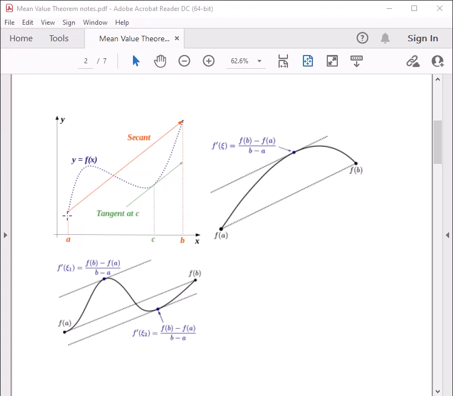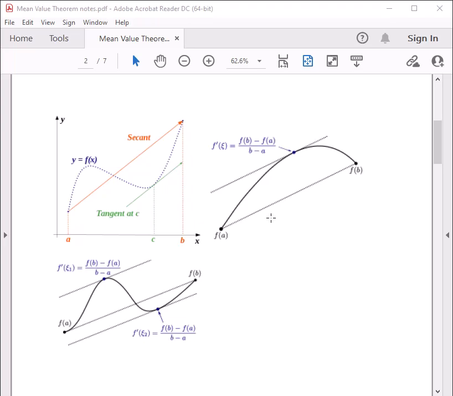Then there is a line connecting the endpoints a, f of a, this point, and then this other endpoint b, f of b. So that line connects these 2 points. These lines connecting 2 points are also called secant lines. But if there is just one line passing through 1 point, that's called a tangent line. If there is a line passing through 2 points, those lines are called secant lines. Anyway, this secant line has a slope, and since the function is continuous and differentiable, there must be at least a point where the slope is the same as the secant line's slope. That's what the mean value theorem says.